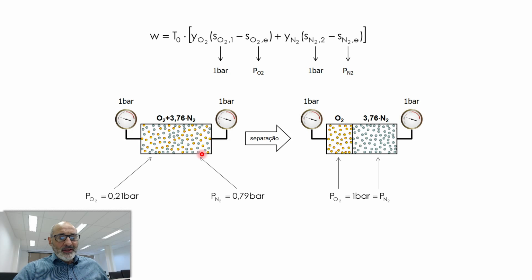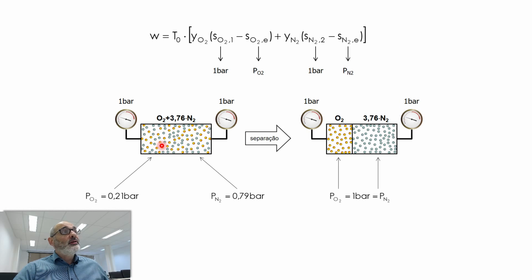Okay, so take a look here. I have O2 and nitrogen. This is the molar constitution of air. 21% of O2 plus 79% of N2. Okay, so they are mixed, and we say that they are at ambient pressure, 1 bar. Okay.